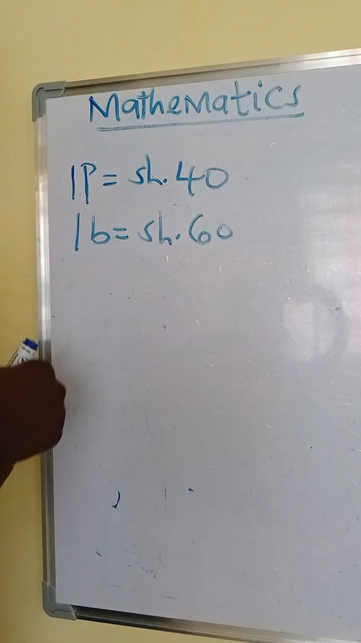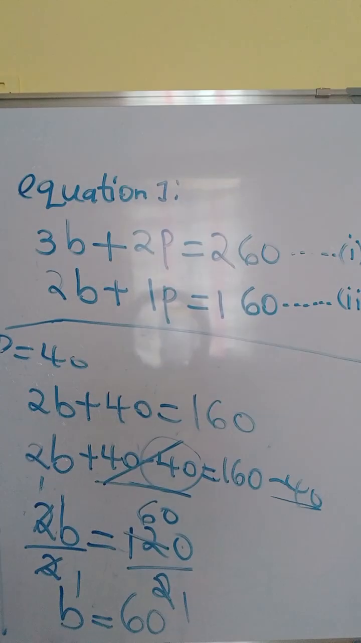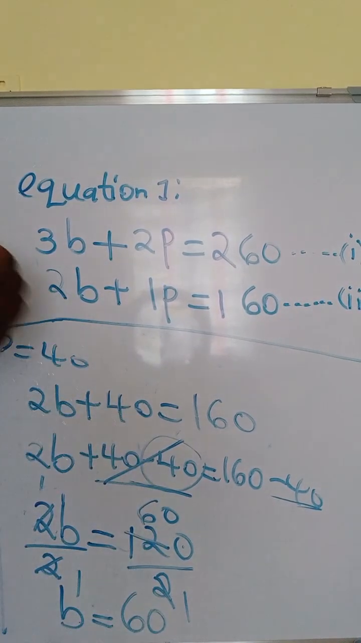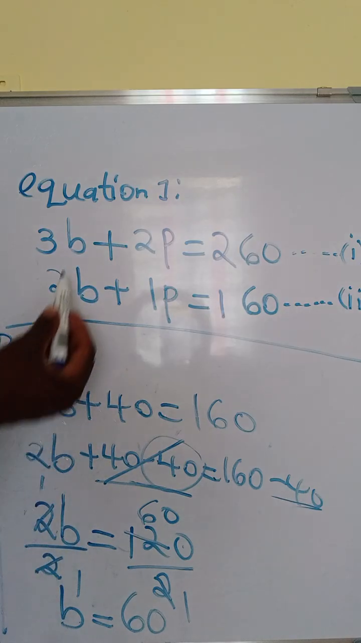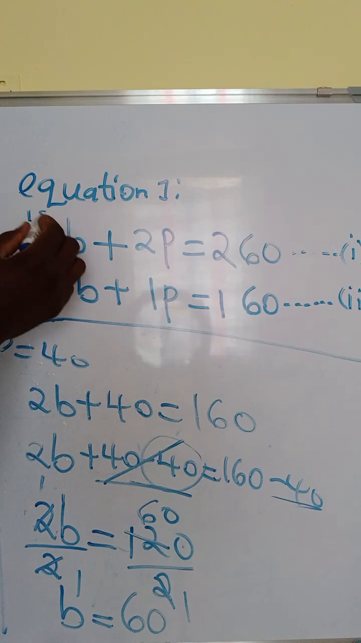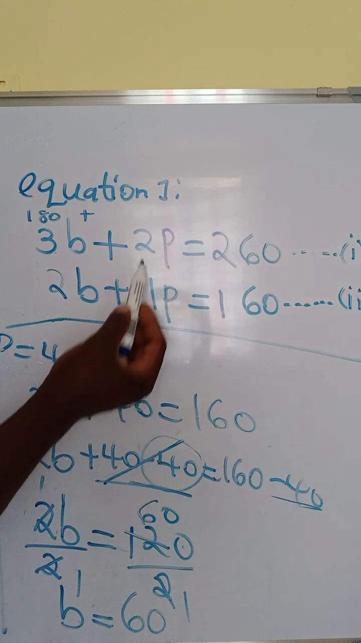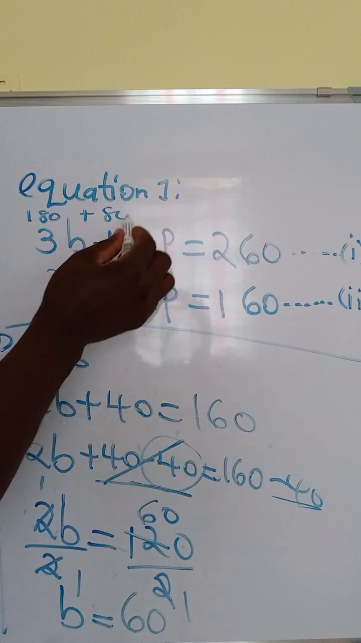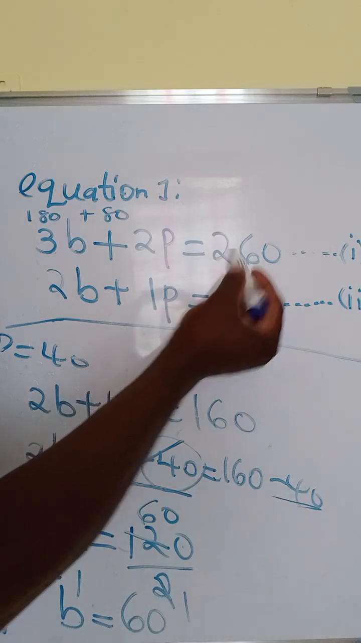We want to confirm whether we are accurate. How do you confirm? Just come to your original equations, equation 1 and equation 2. One pen costs 40 shillings according to our answers, and one book costs 60. Where there is a b, we replace it with 60. So 60 by 3 is 180, added to 2 by 40, which is 80. You confirm whether we shall have 260. Add 180 plus 80 and you will have 260. That is correct.